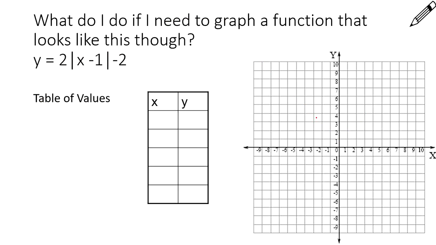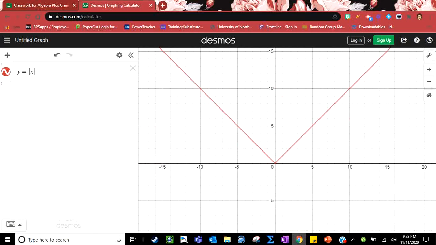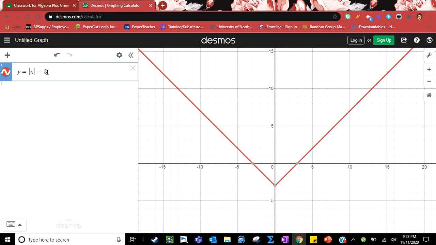So what happens then if I need to graph a function that doesn't look like just the parent graph? What happens if we have a number in front or a number inside that absolute value or a number outside the absolute value? How am I supposed to graph that if I only know how to graph the parent function? That is a great question. We are going to play around on Desmos and we're going to see what happens. So let's say I want to put a -3 on the outside of the absolute value. Look what happens. My whole entire graph moved down 3 values.